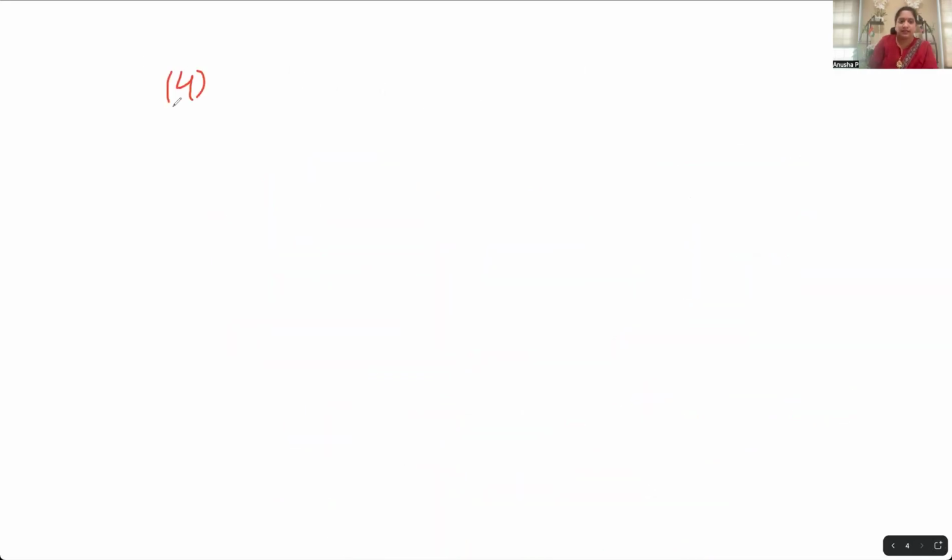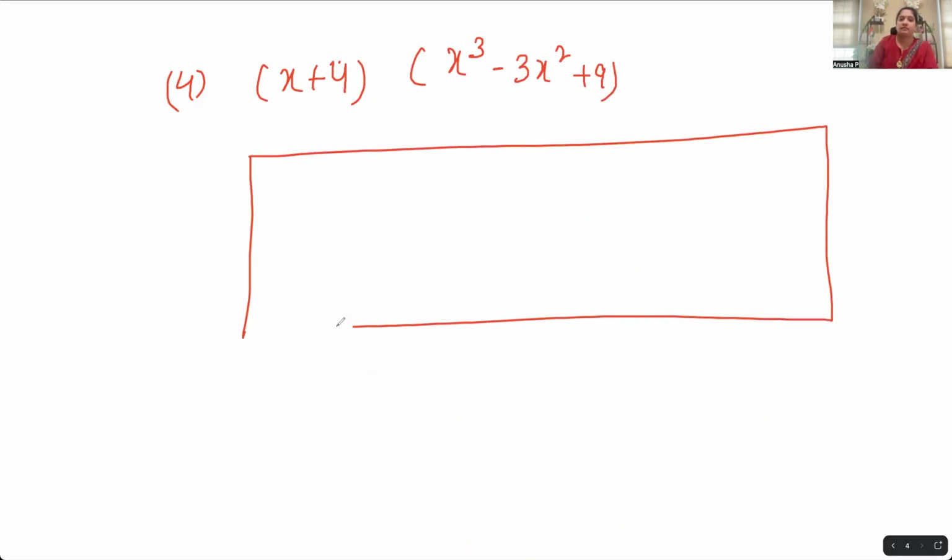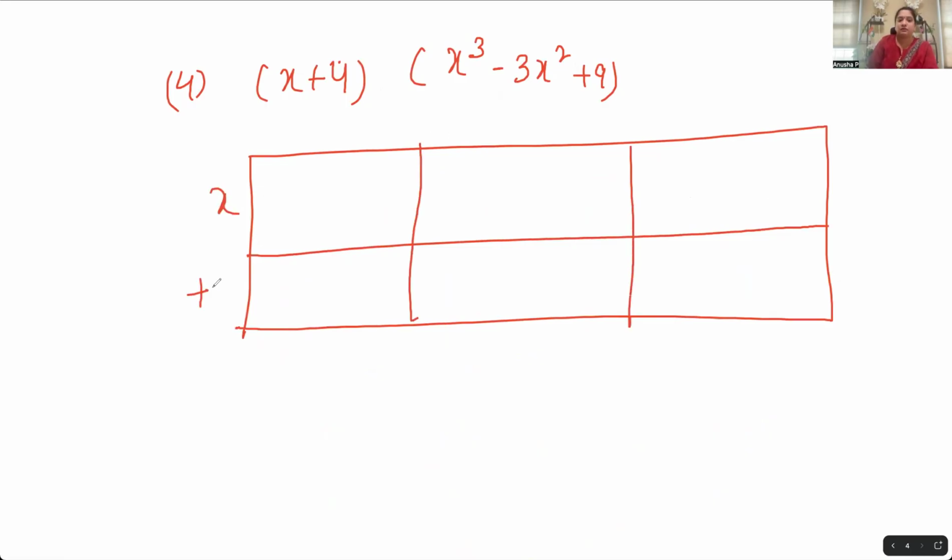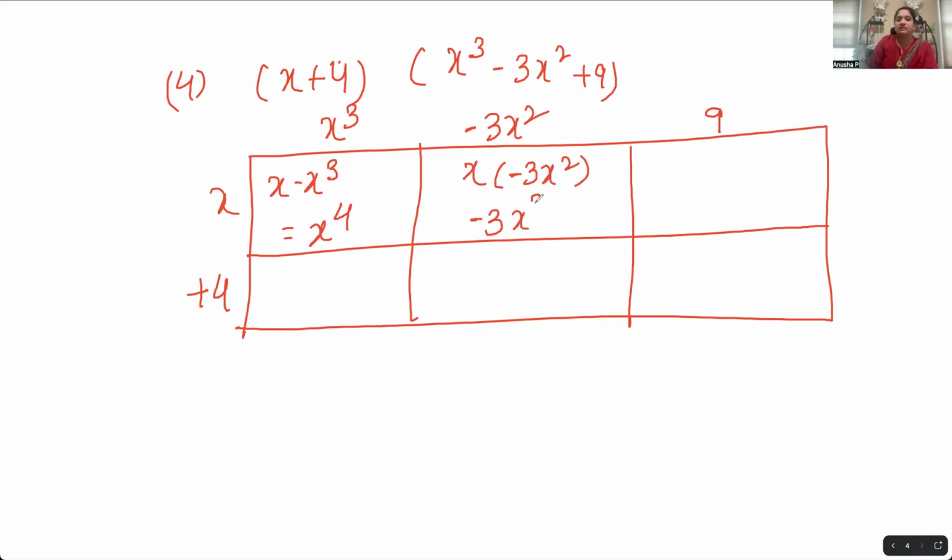Now coming to the last example, (x + 4)(x³ - 3x² + 9). What we will do? X plus 4, x³ minus 3x² and then 9. X times x³. We have 4 x's, which is x to the power of 4. X times negative 3x², which is negative 3. X times x² is x to the power of 3. X times 9 is 9x.